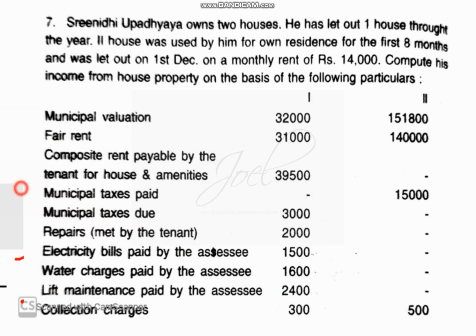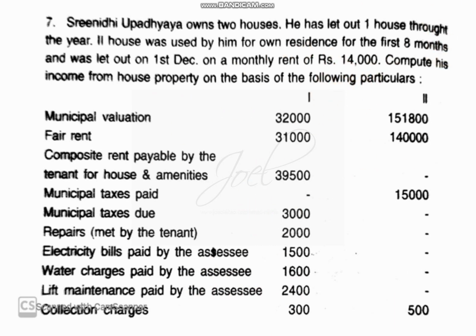So the concept may be clear to you. Repairs we cannot consider in any of the problems. We are not considering electricity bill, water bill and lift maintenance as separate items, and these three items you are going to deduct from composite rent. Then collection charges is there. Earlier also we have not considered it. It will not come in any of the calculations. So collection charges we are not considering.